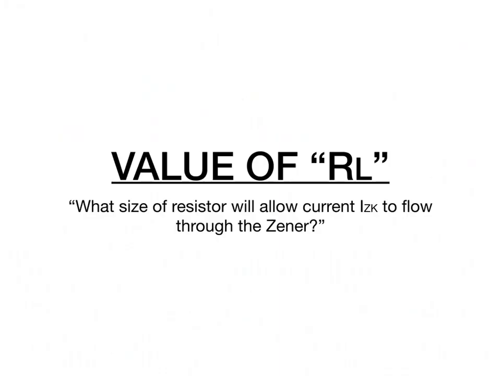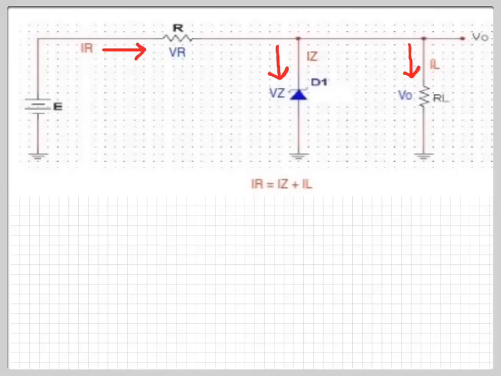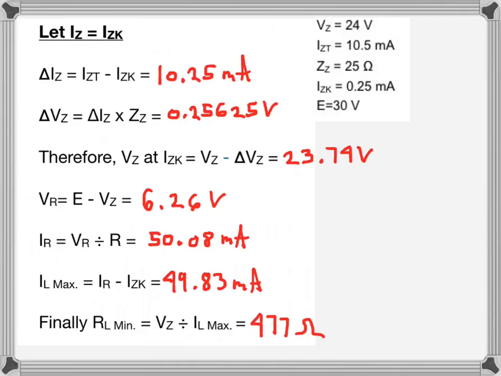The minimum value of RL, memory concept. What size of resistor will allow current IZK to flow through the Zener? If RL becomes too small, the load current is too high, IZ may fall below IZK, and the Zener's not going to work right. So we've restored our RL, and we want to figure out what's the minimum size of that resistance. Let the Zener current equal IZK. That's going to be this number right there.